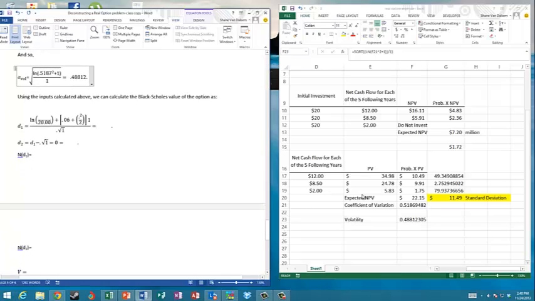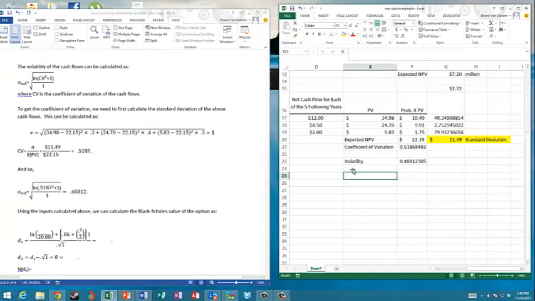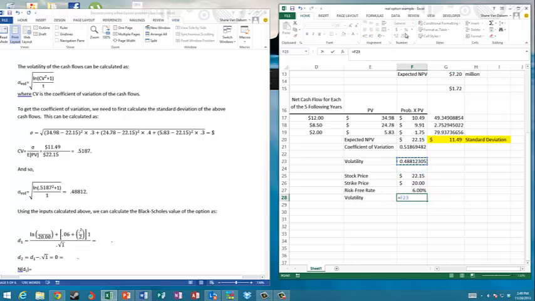So our inputs are, for the Black-Scholes model, the stock price is equal to 22.15. The strike price is equal to 20. The risk-free rate is equal to 0.06, 6%. Volatility is equal to 48.81%. And the time to the exercise date is equal to 1 year.